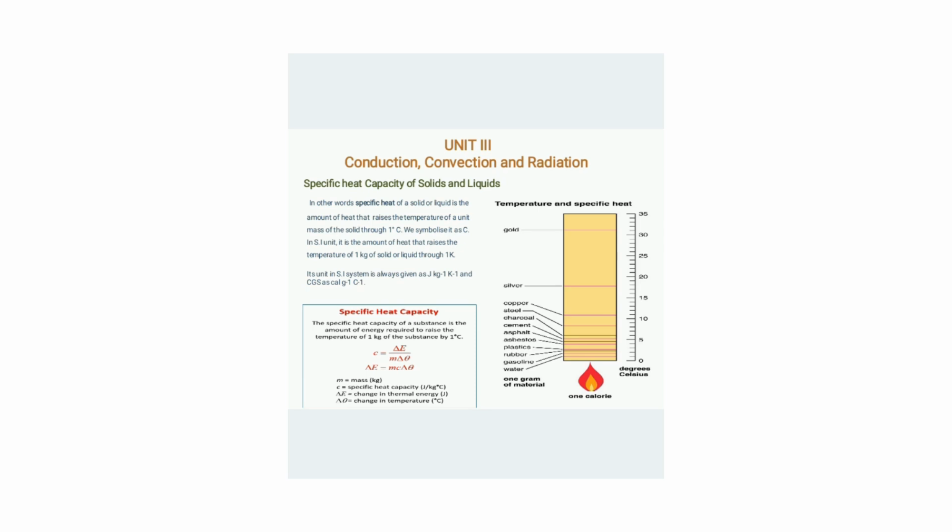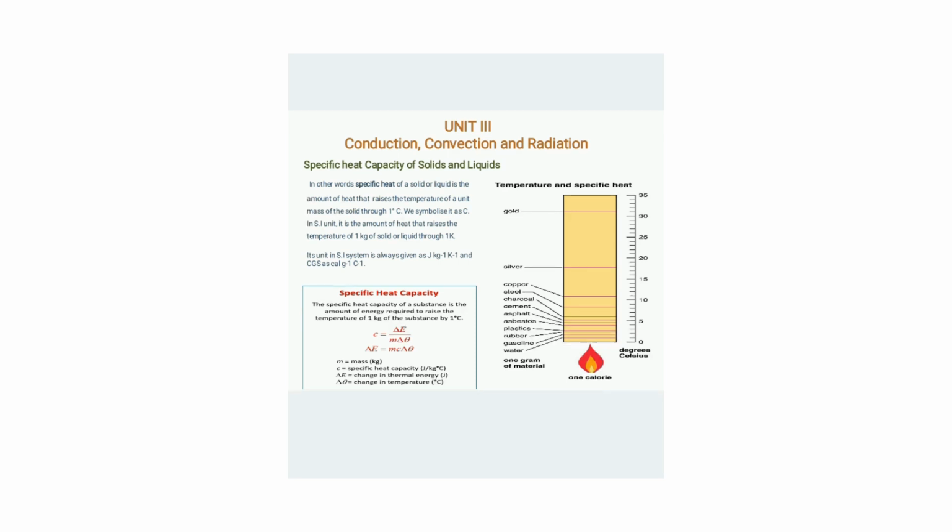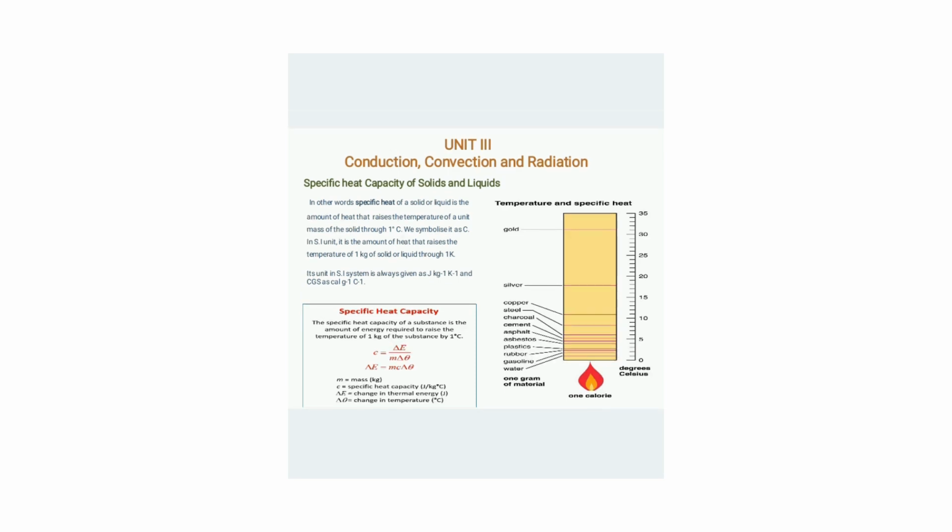liquid through 1 Kelvin. So the specific heat capacity of a substance is the amount of energy required to raise the temperature of 1 kg of the substance by 1 degree Celsius. Therefore, the symbol C, the specific heat capacity of the liquid, C equals ΔE divided by m Δθ. Therefore, ΔE equals m C Δθ.